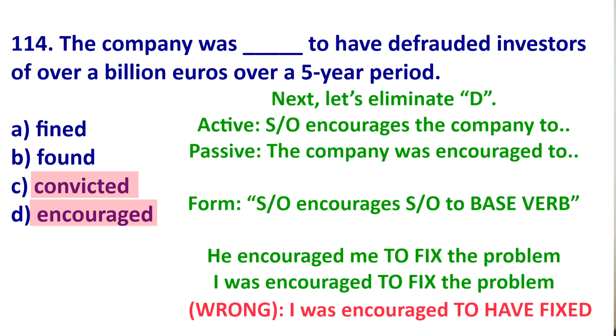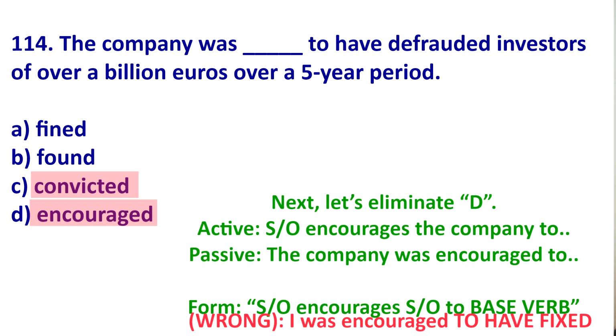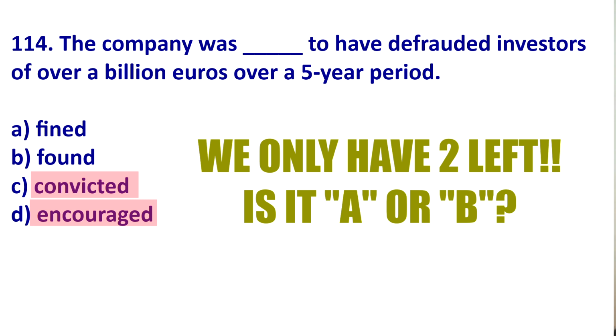This is a causative verb, and most causative verbs go subject, verb, object, to base verb. And also, it is a strange statement to say the company was encouraged to commit fraud. Who's doing that? Okay, so we can eliminate those. Now we have A or B, fine or found. What should we eliminate next?